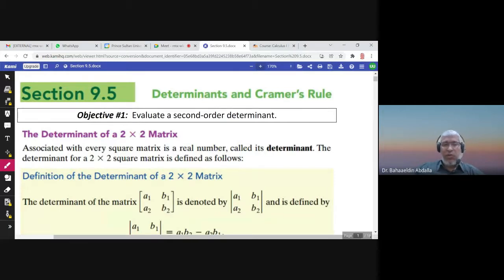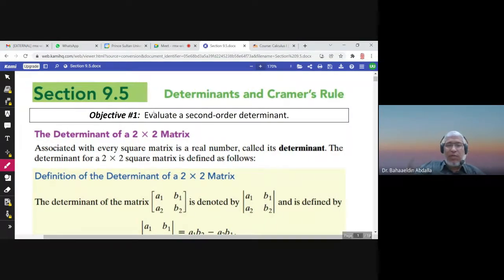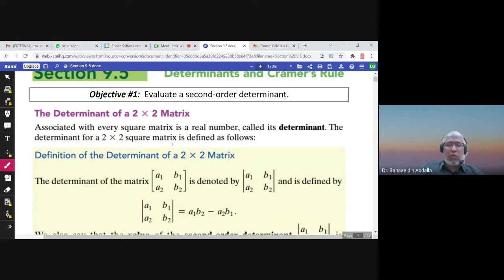This is section 9.5 and it's about determinants and Cramer's rule. So first we will say how to evaluate a second order determinant. So what is the determinant of a 2 by 2 matrix?